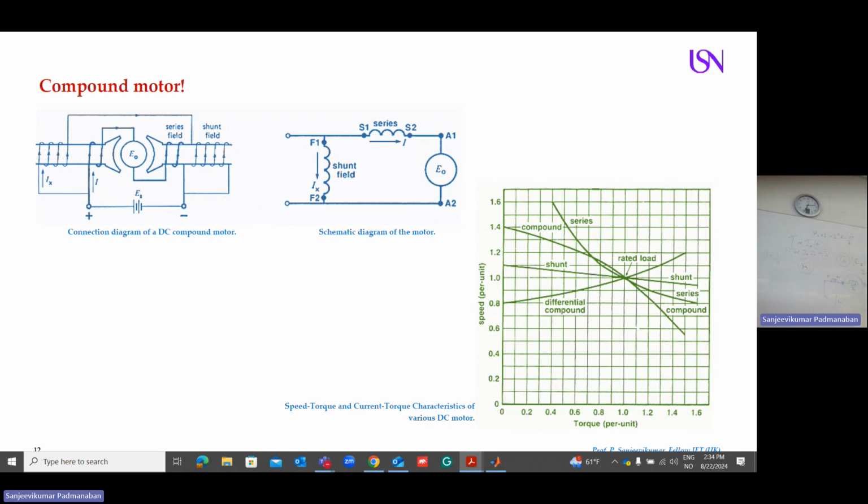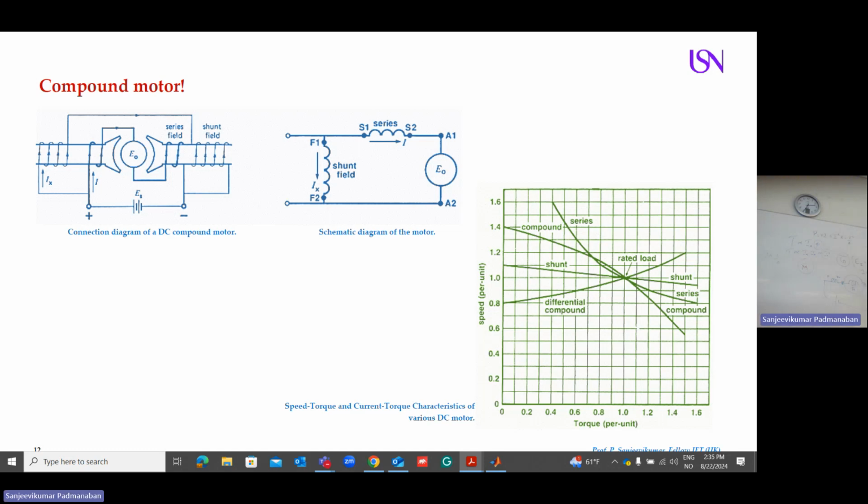Then about the compound motor, you can have a look: at 0 torque, you get 1.4 times the speed. So 140%. As the load increases, the torque increases, the speed decreases and comes down to near, say, 50% when you have a torque of 150%. Look at the characteristics. So this is very important.